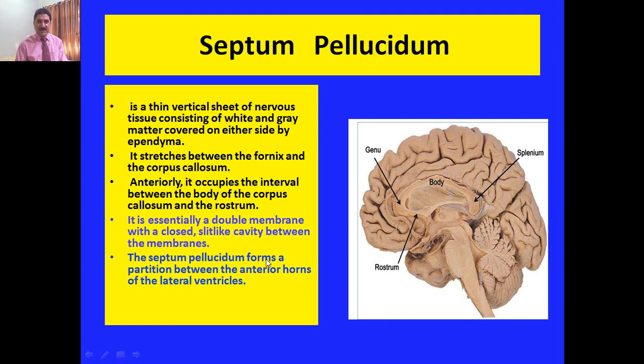The septum pellucidum forms a partition between the anterior horns of the lateral ventricles. So it separates the two anterior horns of the two lateral ventricles. As shown in this diagram, septum pellucidum is marked by this red dotted line.